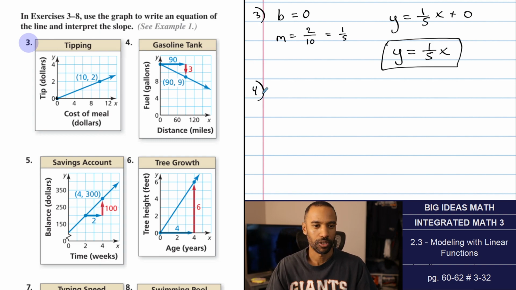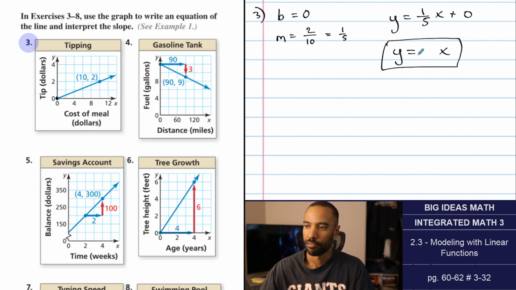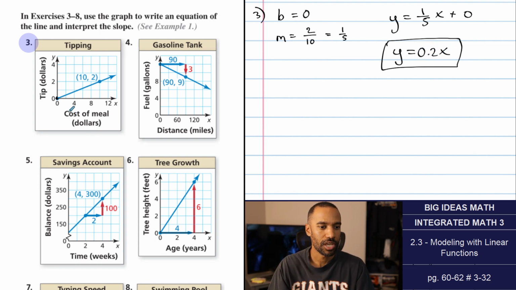So there's number 3, looks to be pretty fast. Oh, interpret the slope. I take it back. This is context-based. Let's actually turn it into 0.2. I forgot this is contextual. Okay, so 1 divided by 5 is 0.2. Now, this is about the cost of a meal in dollars and the amount that you tip.